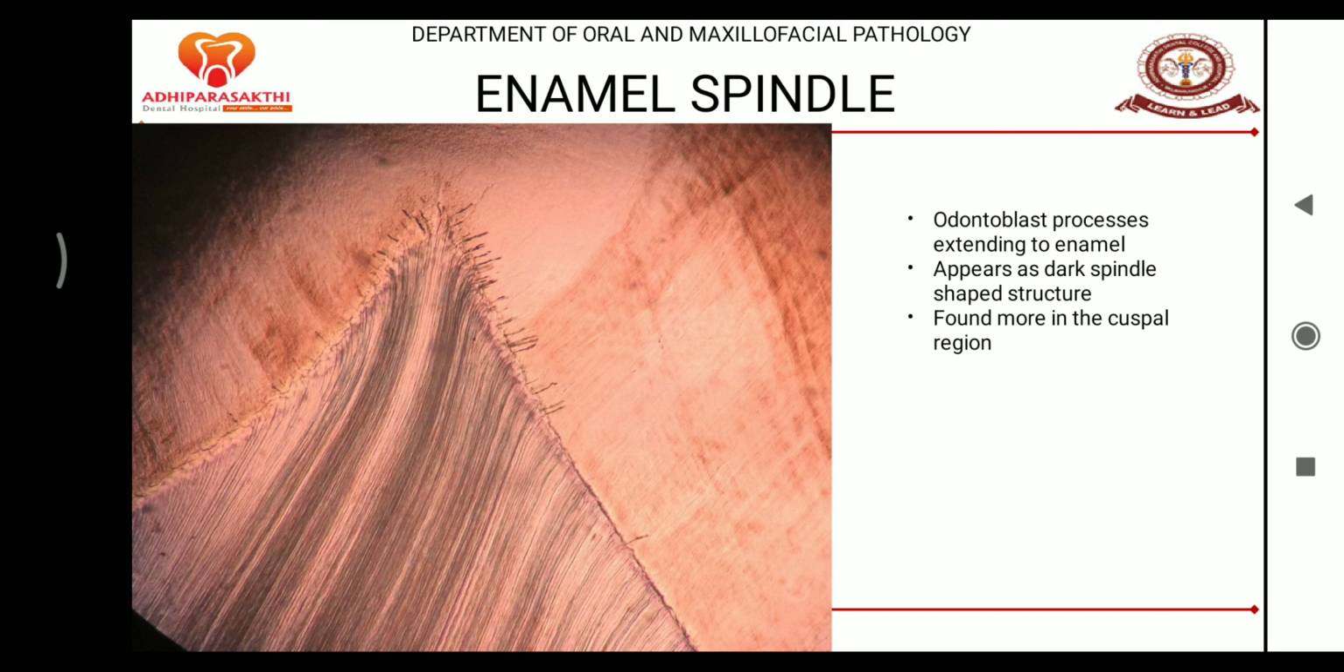They appear dark in ground section under transmitted light because the organic content of the spindle is lost and replaced by air. The enamel spindles are seen more in the region of cusp tips. So these are the enamel spindles: odontoblastic processes extending into the enamel, appearing as spindle-shaped structures found more in the cuspal region.